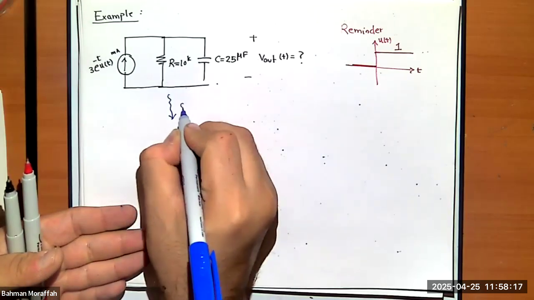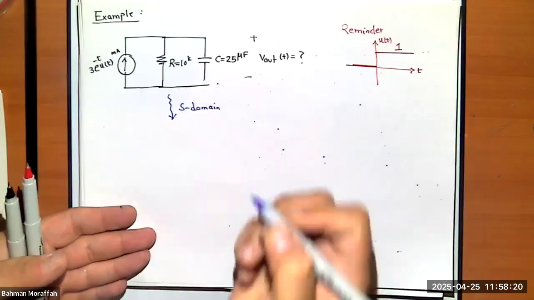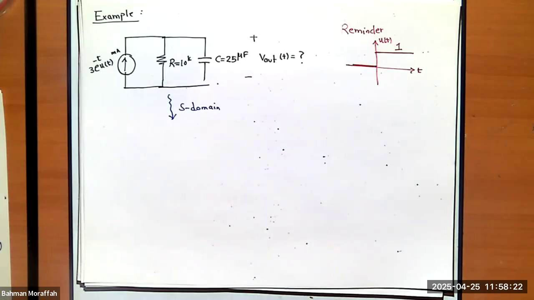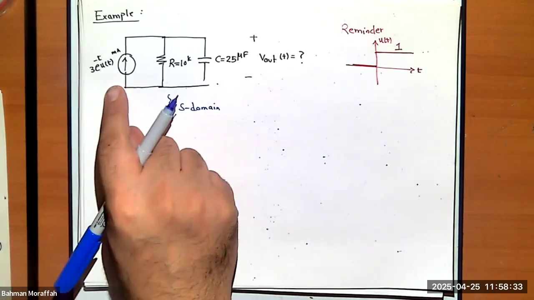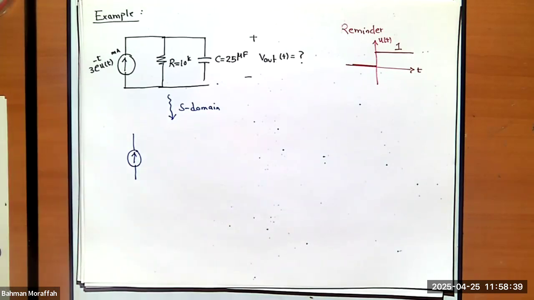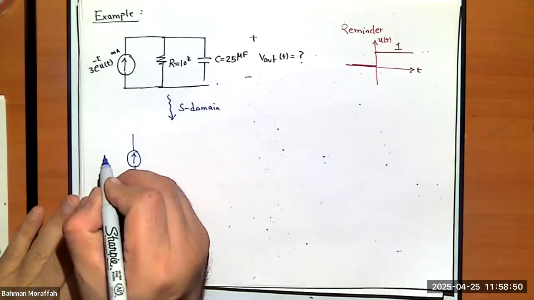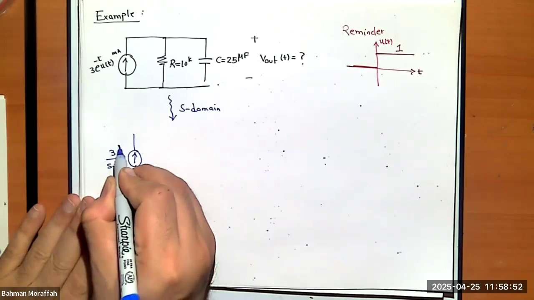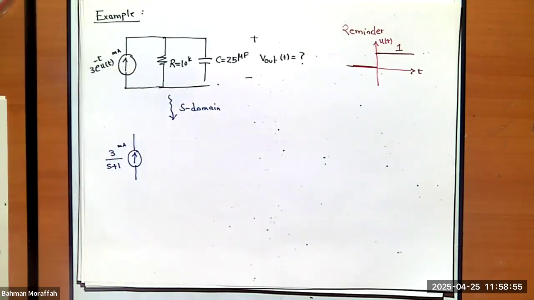So let's go to S domain. To be able to go to S domain, I got to be able to convert every single element that I have into S domain, right? So let's start here. I have a source. Then I use the table. I need 3 times e to the power of minus t u(t), which has a Laplace transform 3 divided by s plus 1. Right? So this is 3 divided by s plus 1. This m that I have here is milli.